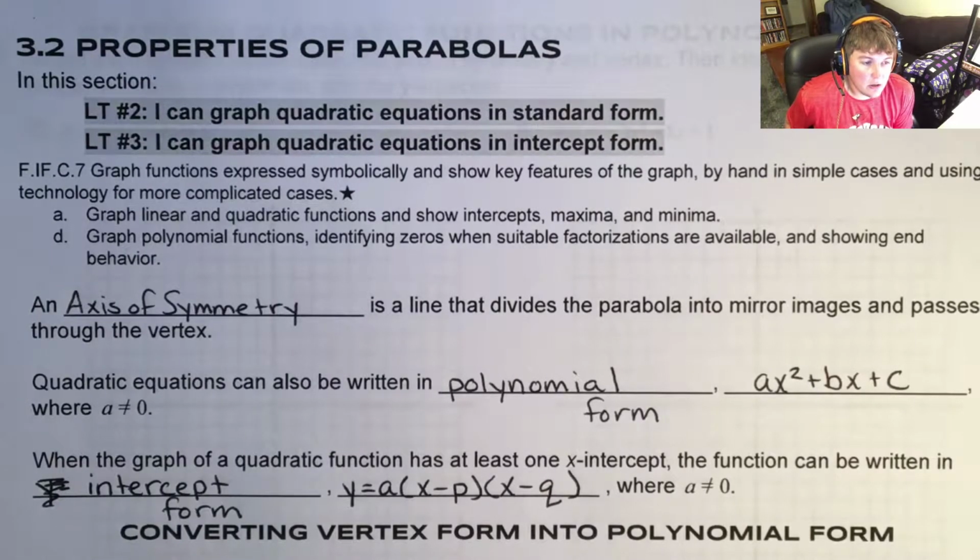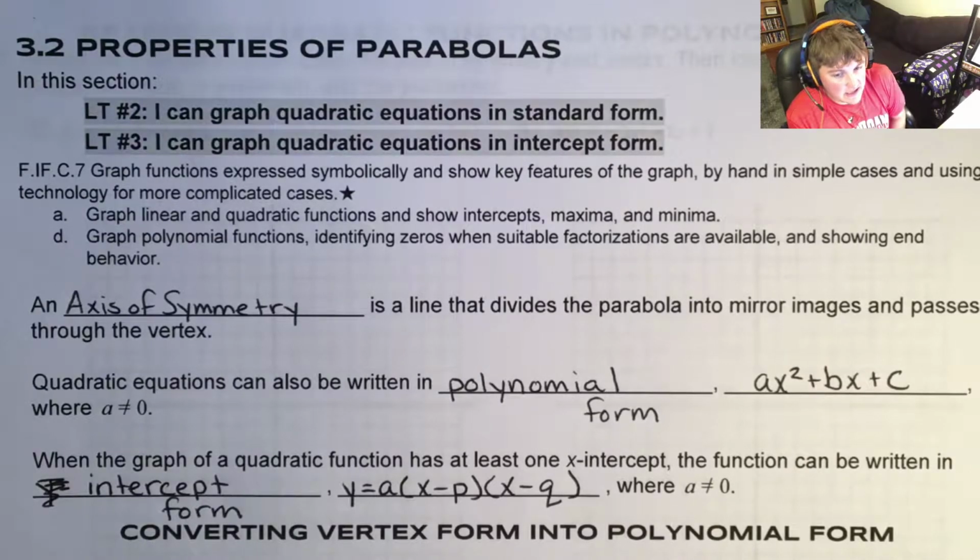Okay, so we are going to work on the second section of chapter 3, which is going to be more graphing of parabolas. Specifically, we're just going to deal with two different methods that you're going to see the equations written in, because there's multiple ways they can be written in. So this particular section will have two learning targets.